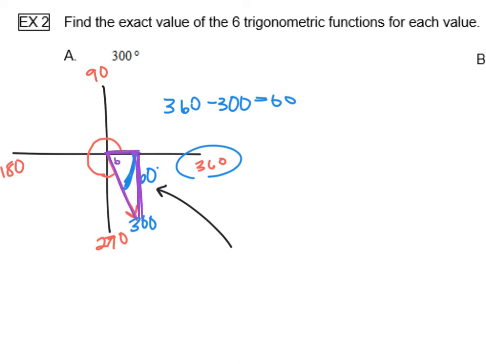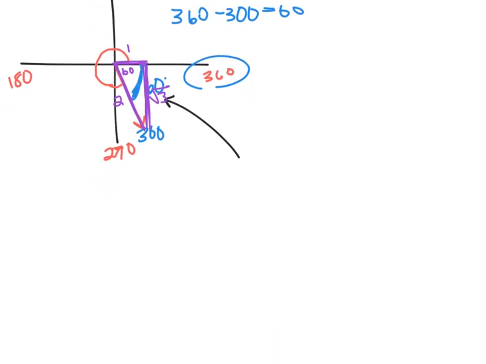This is 60 degrees at the origin. The hypotenuse for a 30, 60, 90 is always 2. Across from the 60 is root 3, and across from 30 is 1. So I just made that really sloppy. I'm going to go ahead and just quick sketch that again down here.